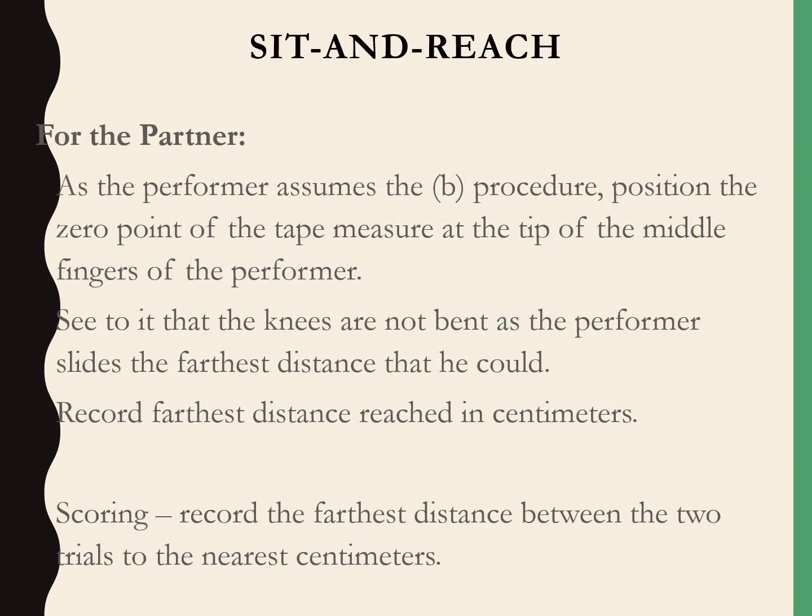So for the partner, as the performer assumes the procedure, position the 0 point of the tape measure at the tip of the middle fingers of the performer. See to it that the knees are not bent as the performer slides the farthest distance that he could. Record farthest distance reached in centimeters. So scoring, record the farthest distance between the two trials to the nearest centimeter.